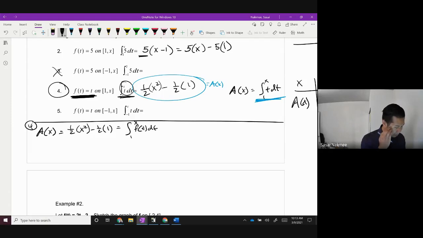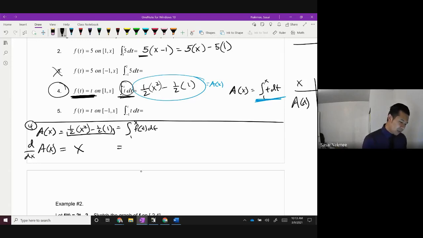But check this out. If I take the derivative with respect to x of A of x, right? If I take the derivative of this guy right here, the derivative of 1/2 x squared, well, the derivative of x squared is just 2x. 2x times 1/2 is just going to come out to be equal to x. The derivative of 1/2 times 1, that's just a constant. That's just going to come out to be equal to 0, right?